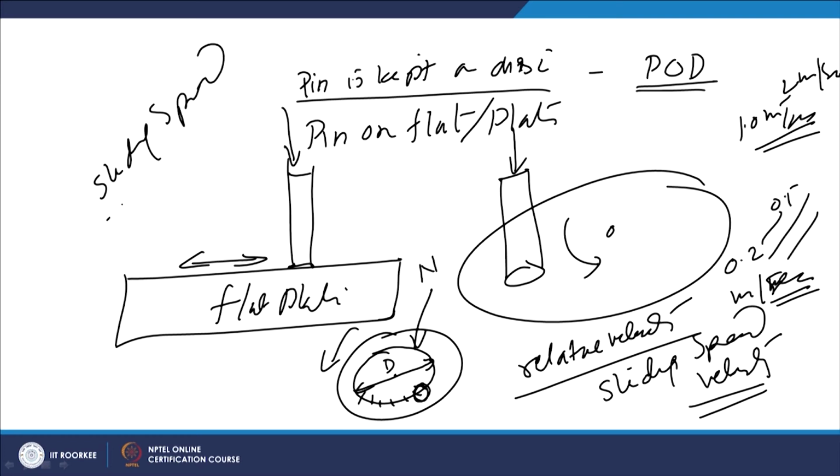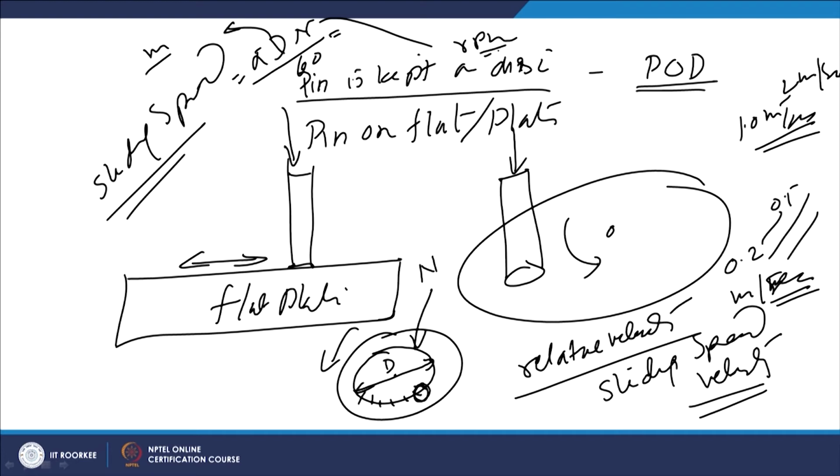So, sliding speed is obtained from pi d n divided by 60, because n is the rpm and d is the diameter in mm, or it can be in meter if you want the sliding speed in meter per second. So, if d is in meter and n is in rpm, revolution per minute, then dividing by 60 will give us meter per second sliding speed. So, there are two important parameters, one is the load and another is the sliding speed, against which the wear test is being performed.